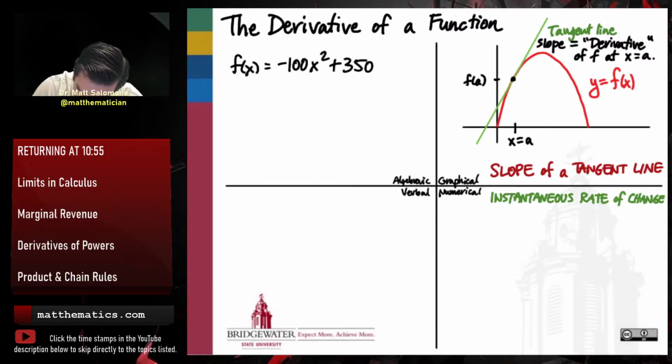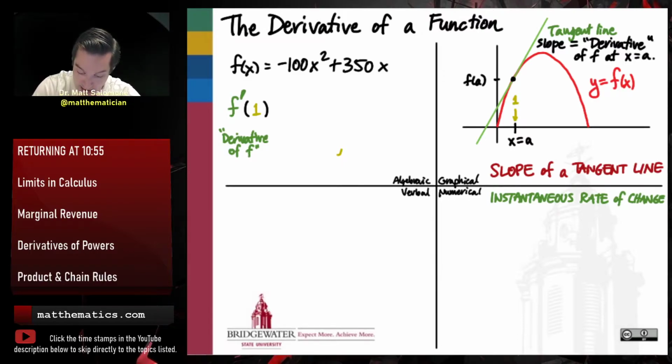So in our example, we would write, if f of x is negative 100 x squared plus 350x, this is my revenue function, right? Then we would say the slope of this tangent line is what we would call f prime, with a little apostrophe up here. This is what we write when we want to say derivative of f. It's the same as the slope of the tangent line. And if I were to evaluate this derivative at the point x equals 1, right, so this 1 right there is my a, my x value, where I've drawn this tangent line, then we would say that f prime of 1 is equal to 150. It's the slope of that tangent line.